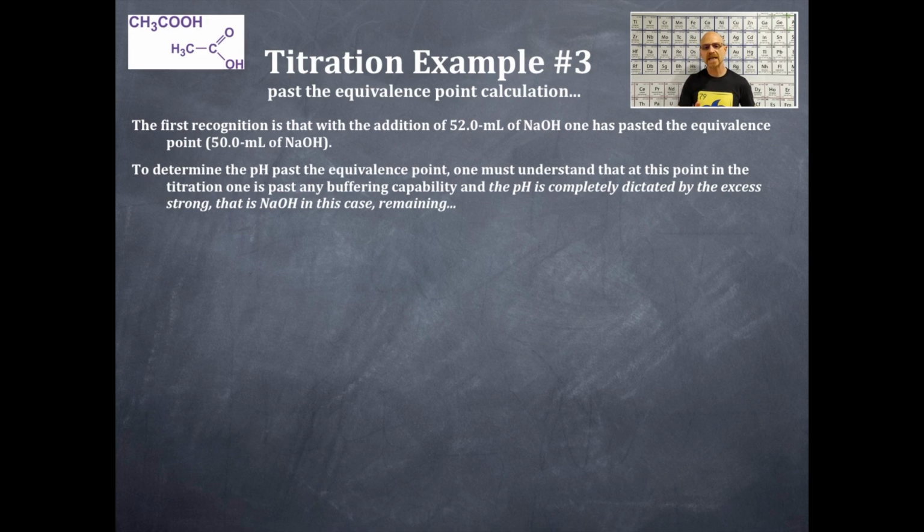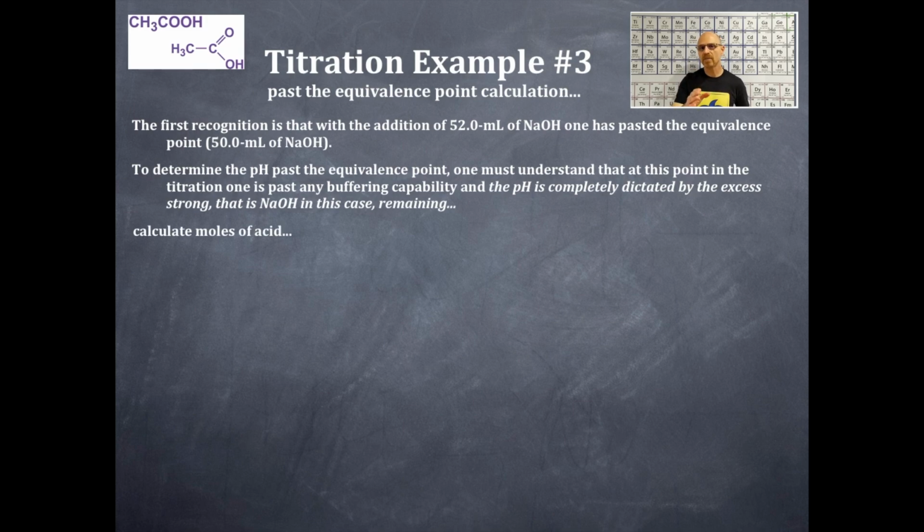To determine the pH past the equivalence point, one must understand that at this point in the titration, one is past any buffering capacity, and the pH is completely dictated by the excess strong. In this particular case, it is the sodium hydroxide. So we need to calculate the amount of hydroxide ions in concentration, that is moles per liter, that are in excess. That is our process that we're going to do here.